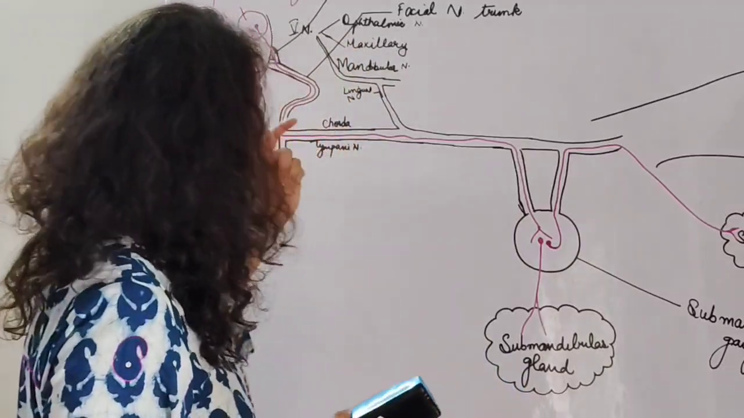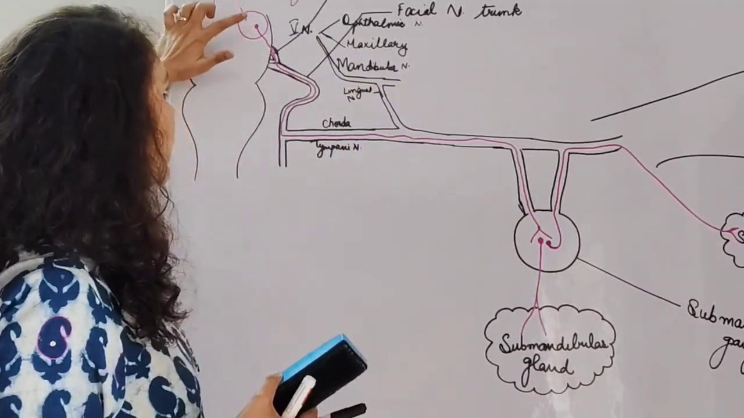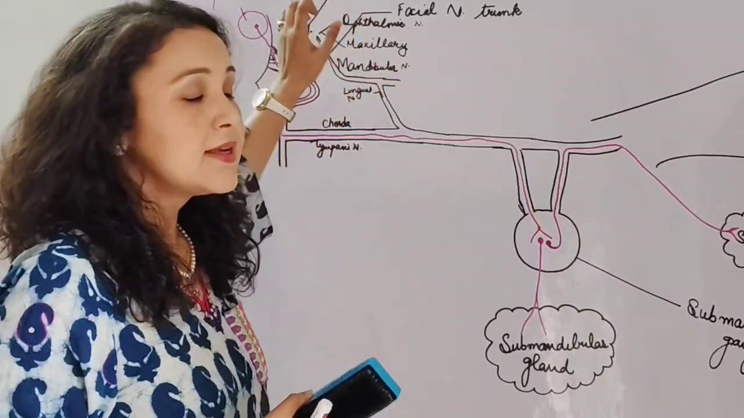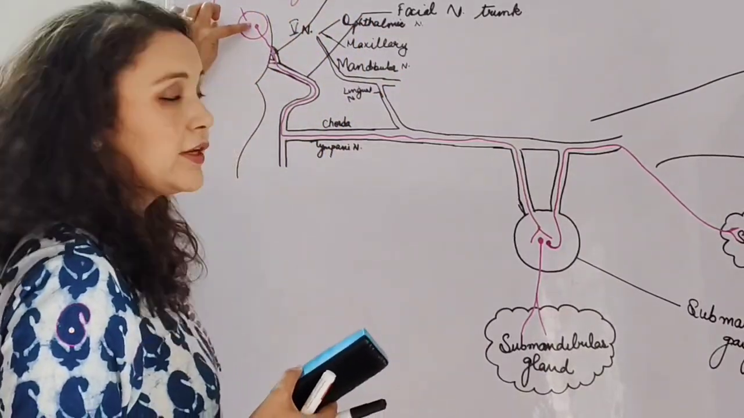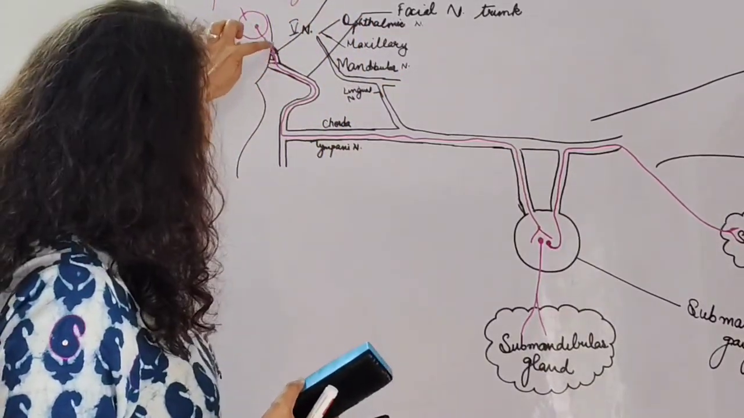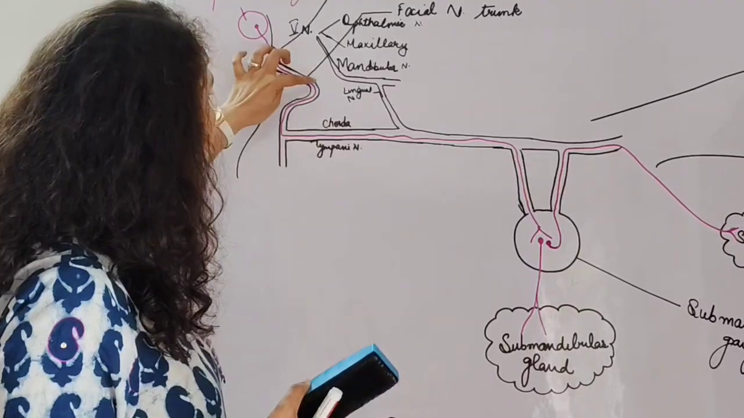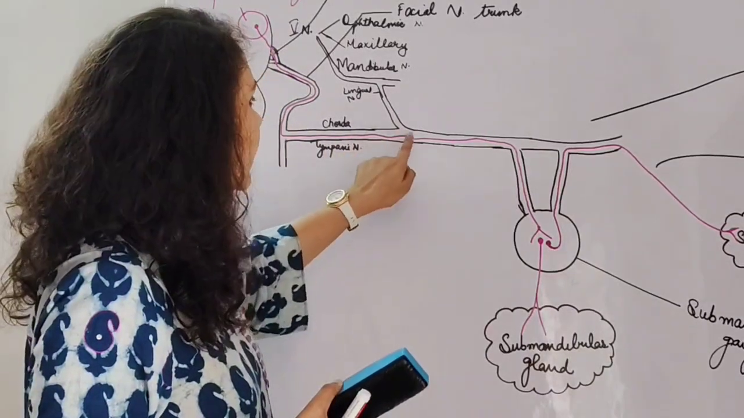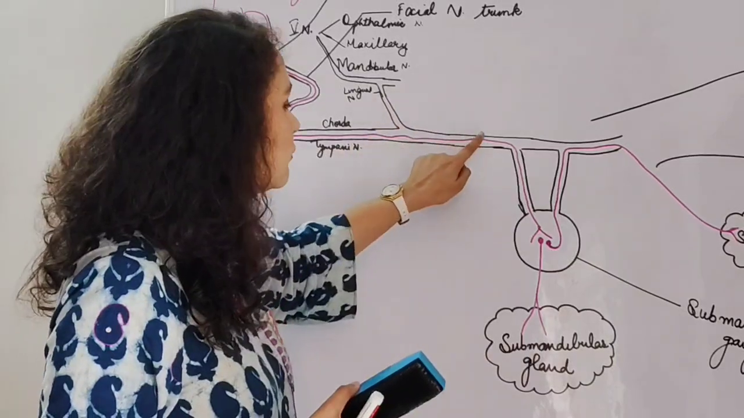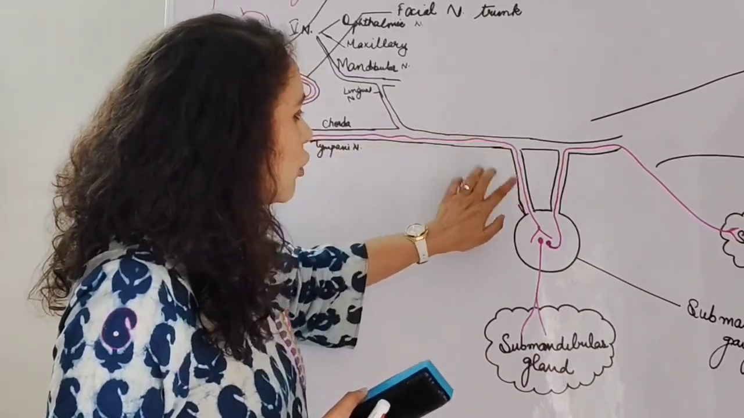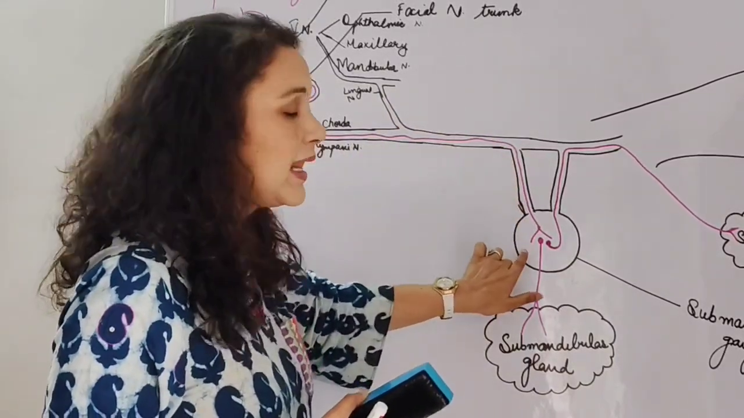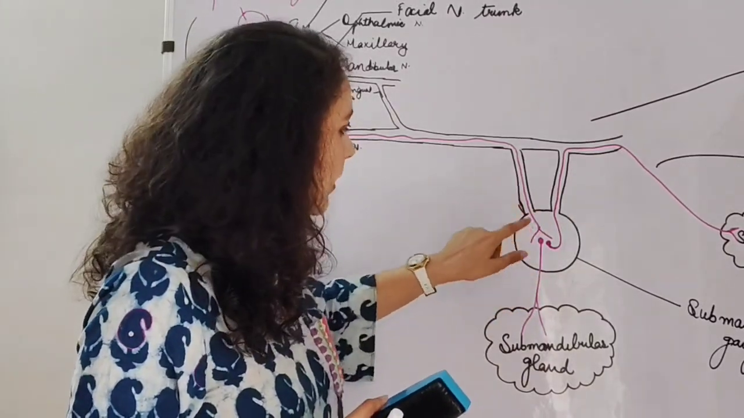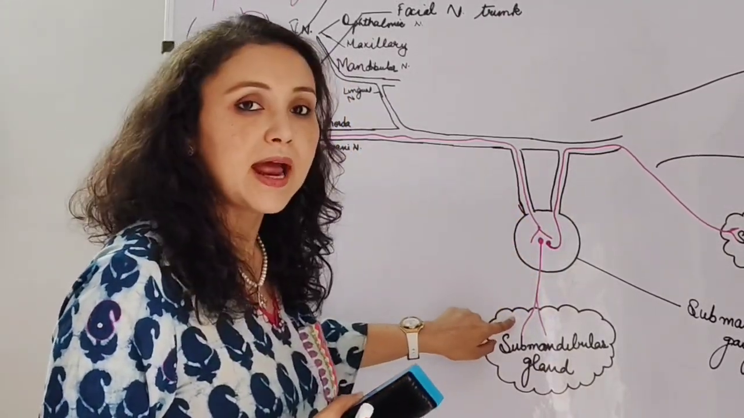I'll repeat it quickly. We have the preganglionic parasympathetic secretomotor fibers starting from the superior salivatory nucleus in pons. They follow the nervus intermedius, go along the facial nerve trunk, chorda tympani branch. Chorda tympani is joined by the lingual nerve. Then they enter the ganglion through the posterior root, relay in the ganglion. Postganglionic fibers will start from here. They will supply the submandibular gland.